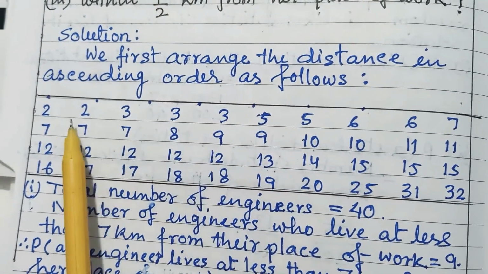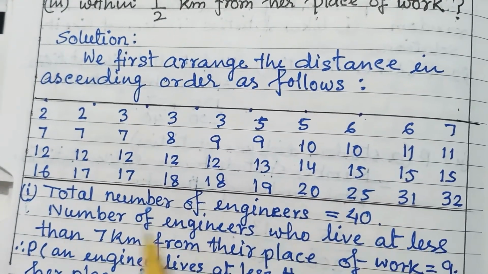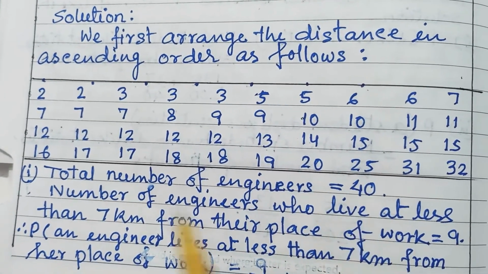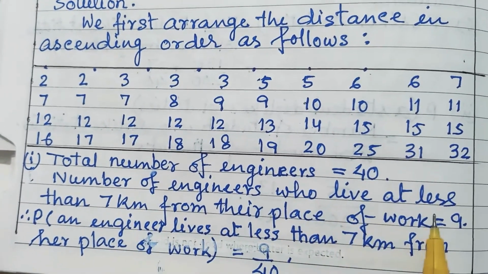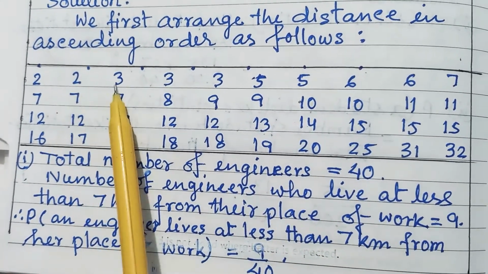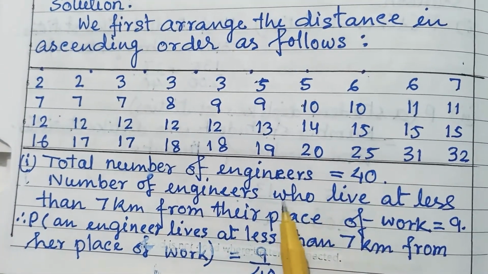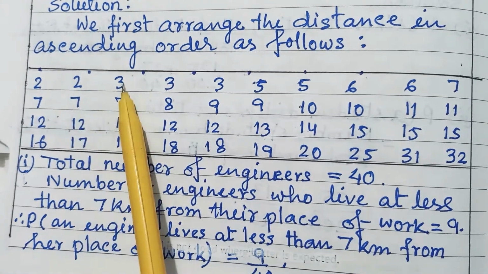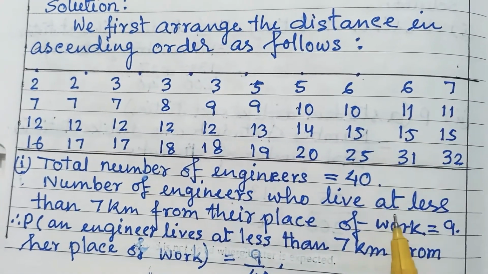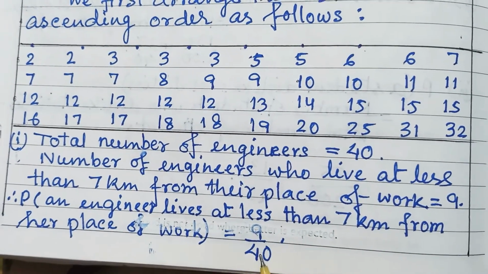So okay, all these numbers you can write in ascending order. So these are the numbers. Now you have to check the first question. The total number of engineers is equal to 40, and the number of engineers who live less than 7 kilometers from their place of work: 1 2 3 4 5 6 7 8 9. So it is 9, and the total is 40, so 9 upon 40.